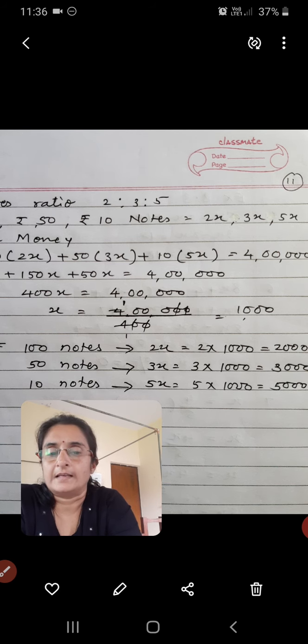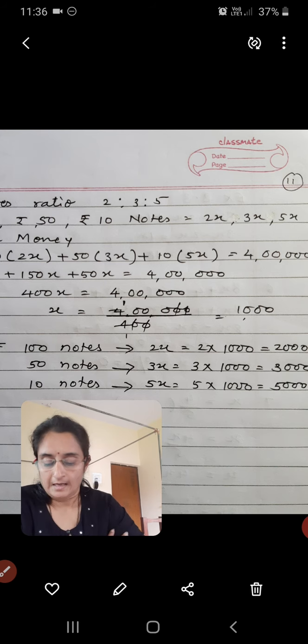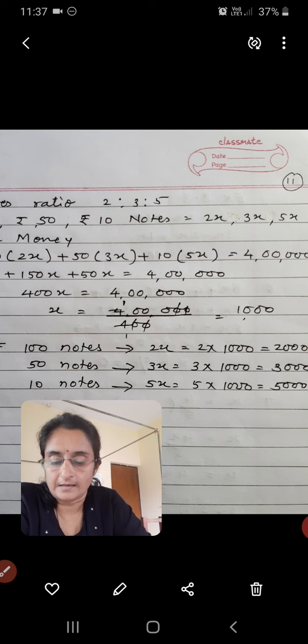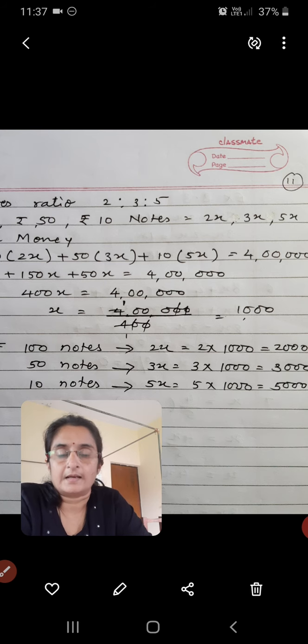Okay. So like that you have to solve it. There are 16 sums in the exercise. I have done around 6 for you. Hope you will understand. If any doubt, let me know. Try to solve on your own. Try to make the equation on your own. Once the equation is done, it's easy for you to solve the sum. Hope there won't be any difficulty.